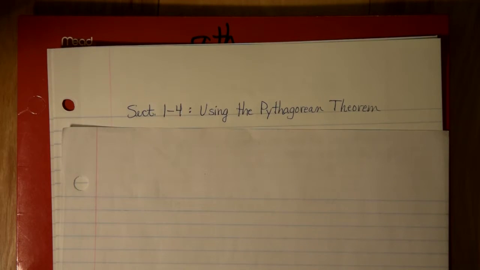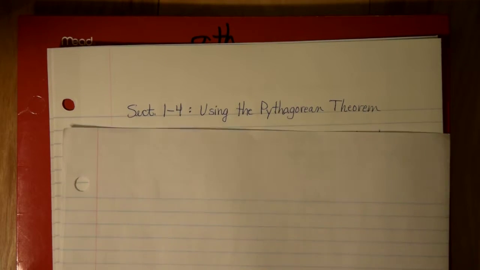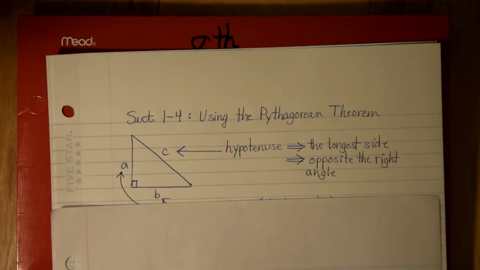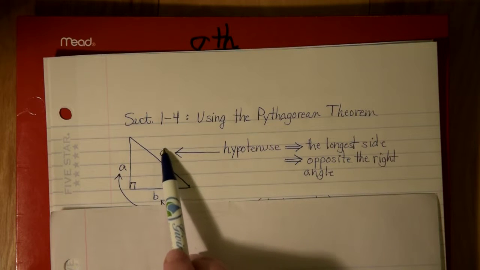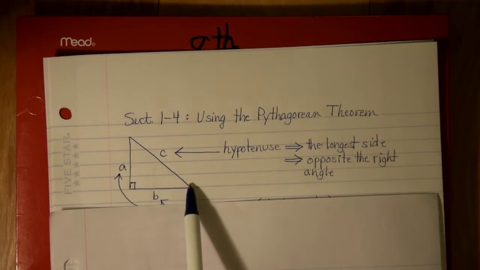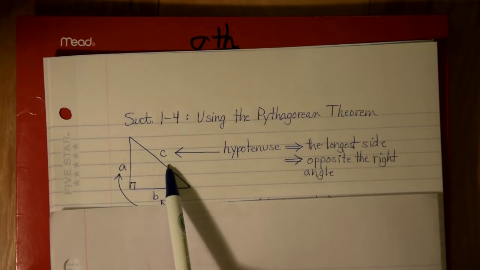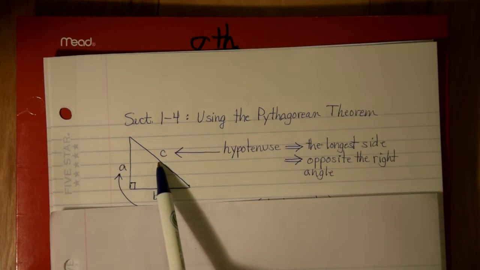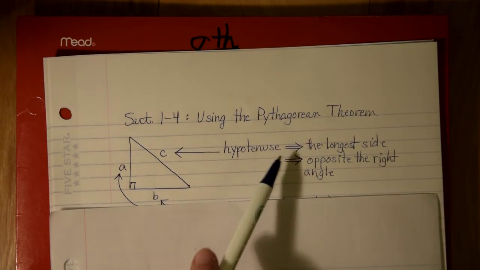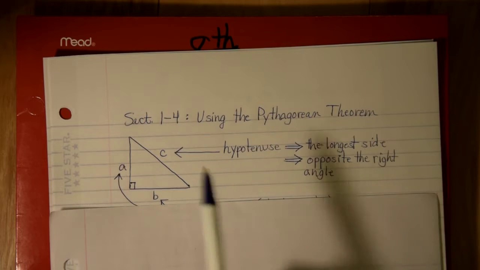Section 1.4 is called Using the Pythagorean Theorem, and I want to start off by going over the parts of a right triangle. The part that we call C is the hypotenuse, and that's the longest side of the right triangle, and it's always the side right across from the right angle. So C is the hypotenuse, longest and opposite the right angle.